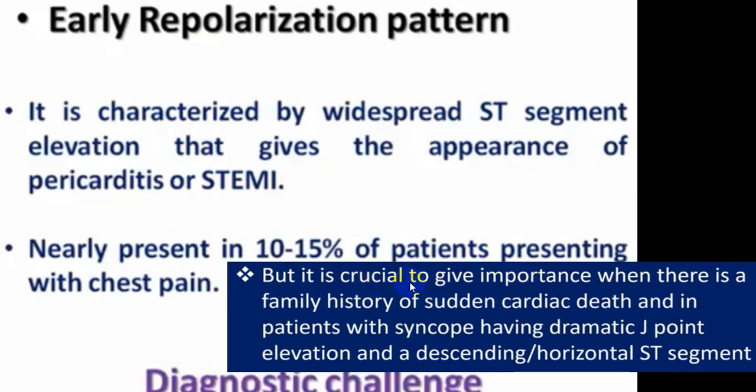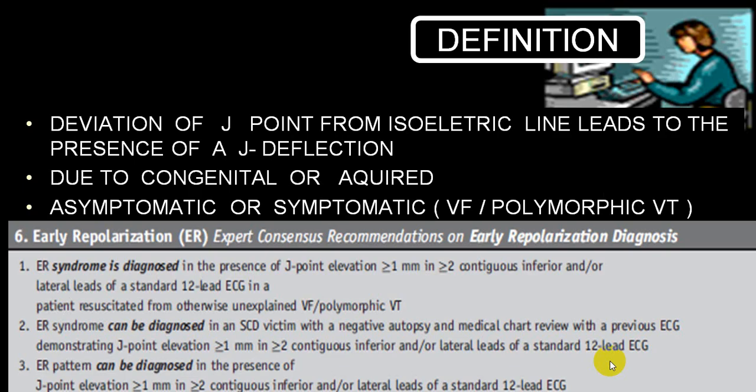So it is crucial to give importance when there is a family history of sudden cardiac death and in a patient with a syncope having a dramatic J point elevation, and if there is a descending or horizontal ST segment, because if this is there, it is more in favor of what we call STEMI.